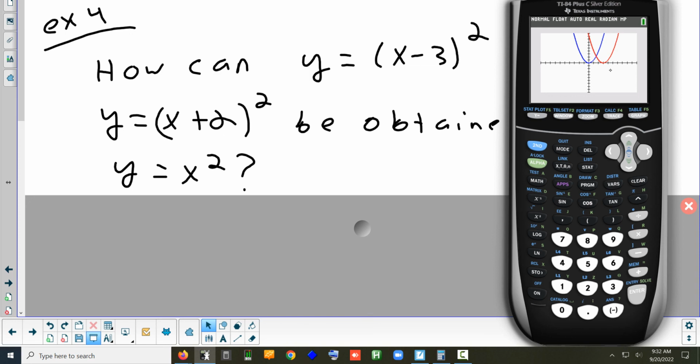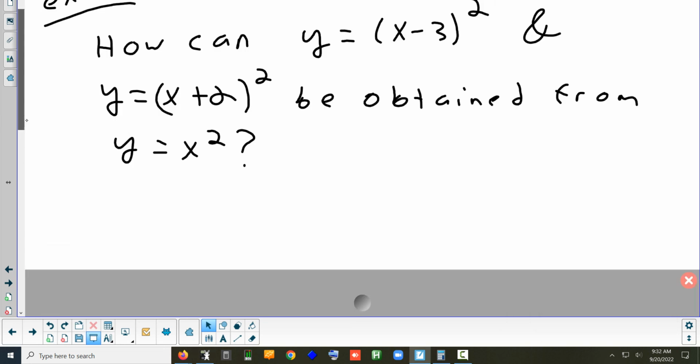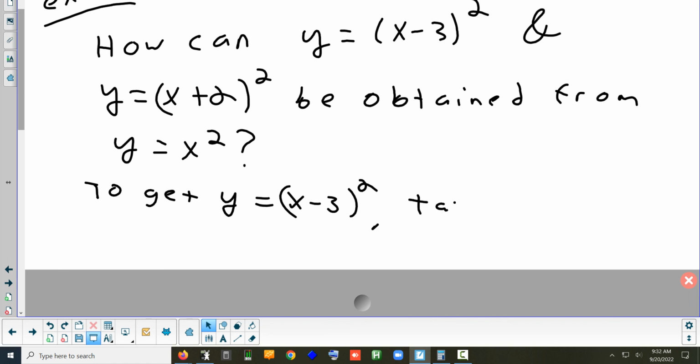So minus inside the parentheses shifts it right. A plus would shift it left. Okay, I'll write one of those down. I'll just do the first one. So to get y equals (x minus 3) squared from the original, we're going to take y equals x squared and shift it right 3.